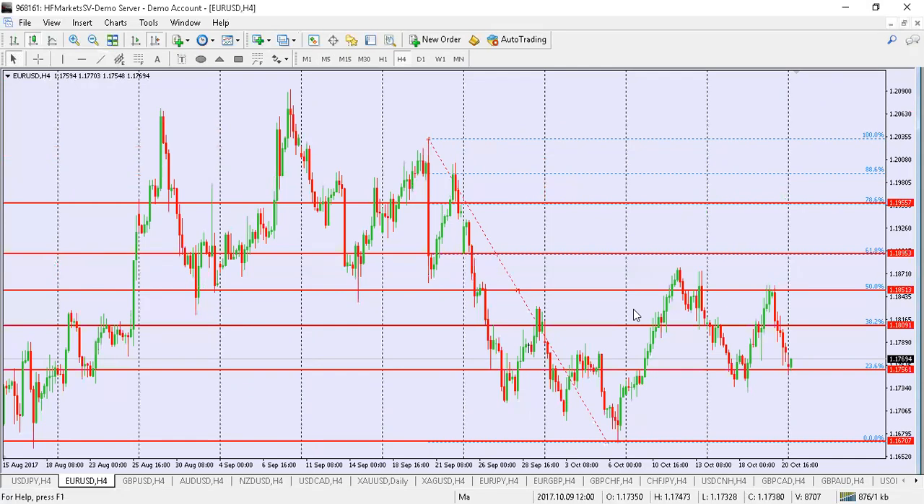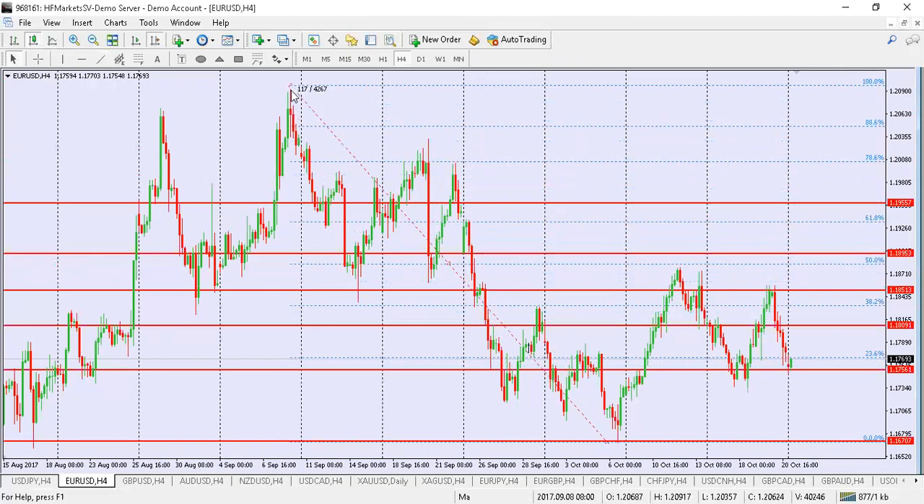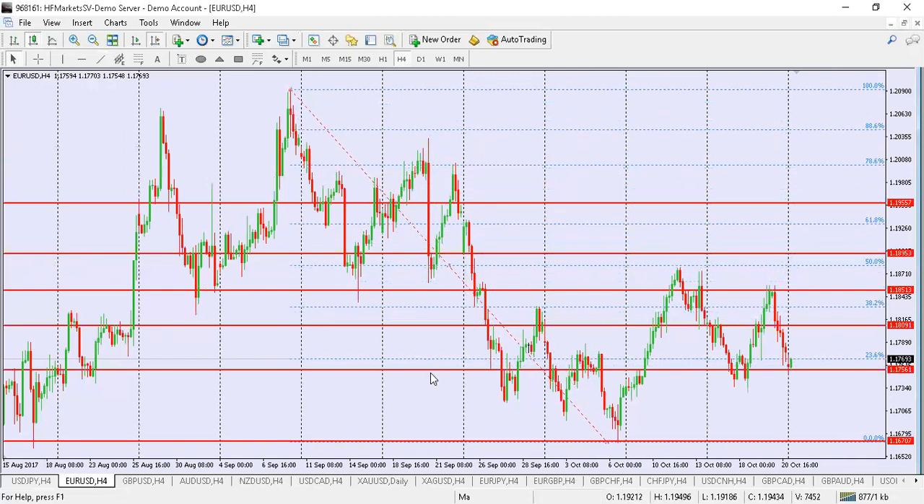So always look for on your chart what you can see. Look for the highest and the lowest. So you could have drawn it from here to here. Remember I told you it's subjective. It's highly subjective.